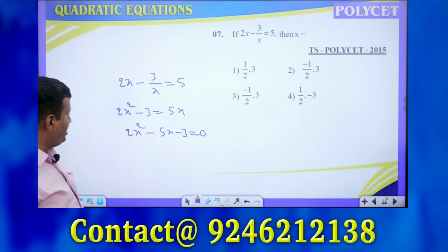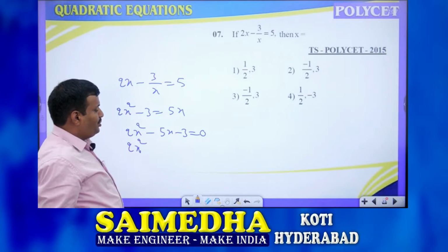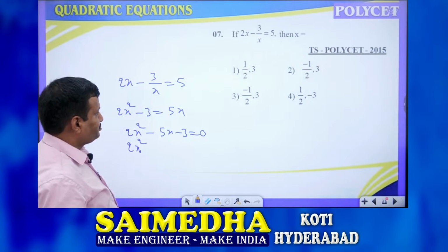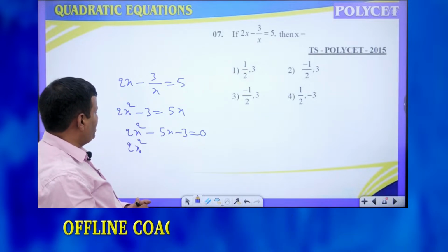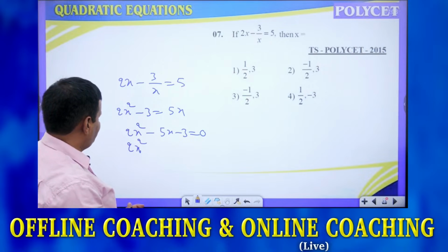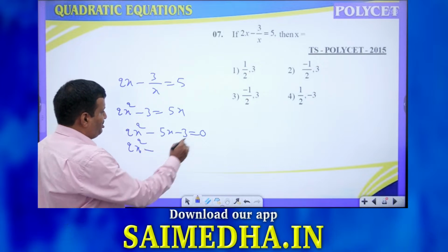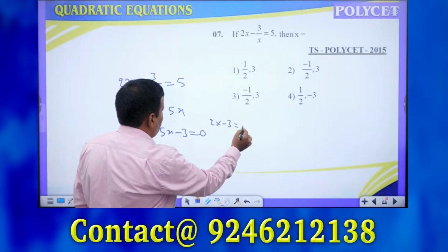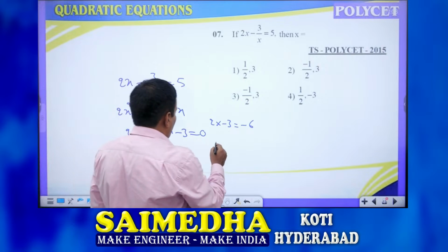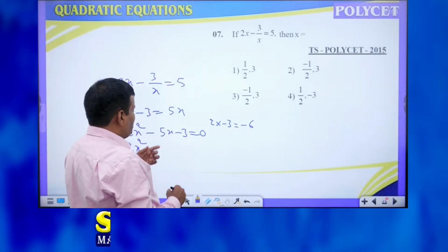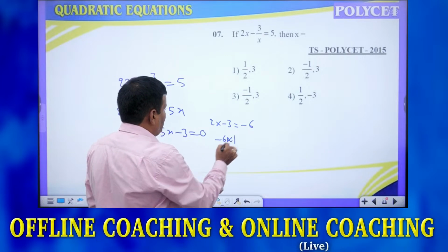What are the roots we are getting here? 2 into minus 3 is minus 6. We can write this as 2x square, and 5x we split as 6x minus 3. What are the roots here? 2 into minus 3 is equal to minus 6. What are the factors for minus 5? We can split minus 5 as minus 6 and 1.